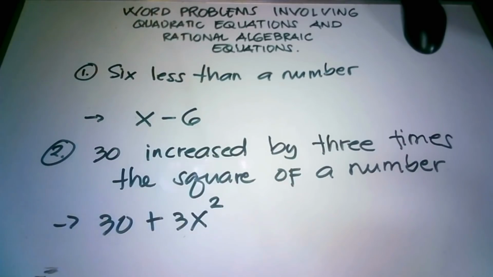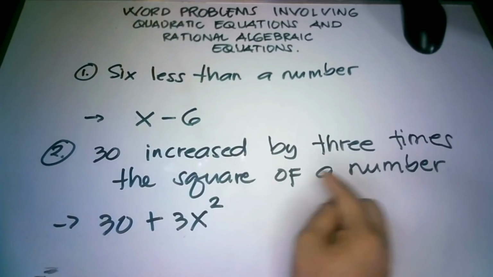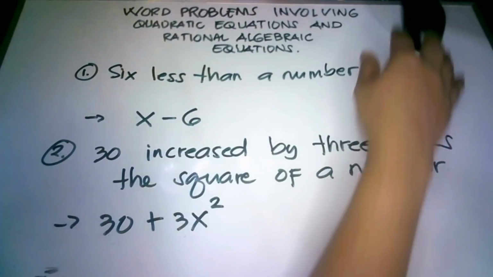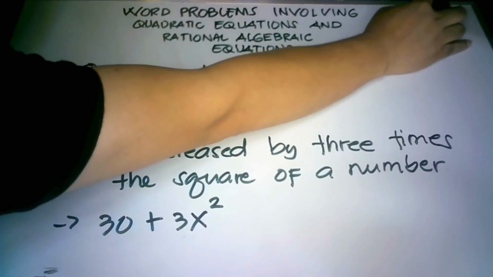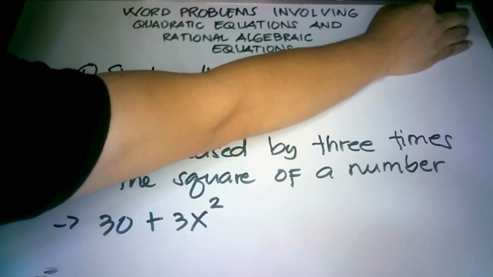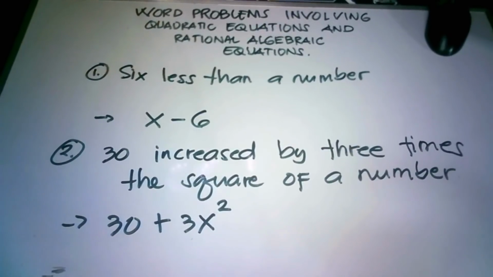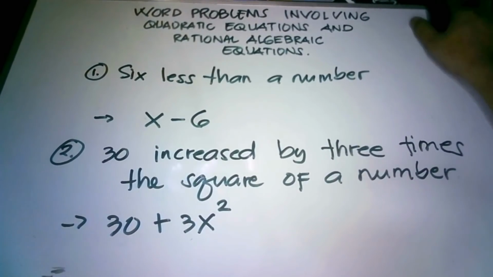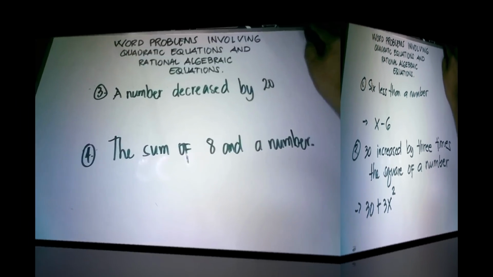So, literally, kung ato na siyang sabton, medyo dali raman. But, watch out lang sa kaning mga words: increase, 3 times, the square, a number. So, muna kasagaran ito dapat i-watch out, no? 6 less than a number. Then that is 30 increased by 3 times the square of a number. So 30 plus 3x squared.